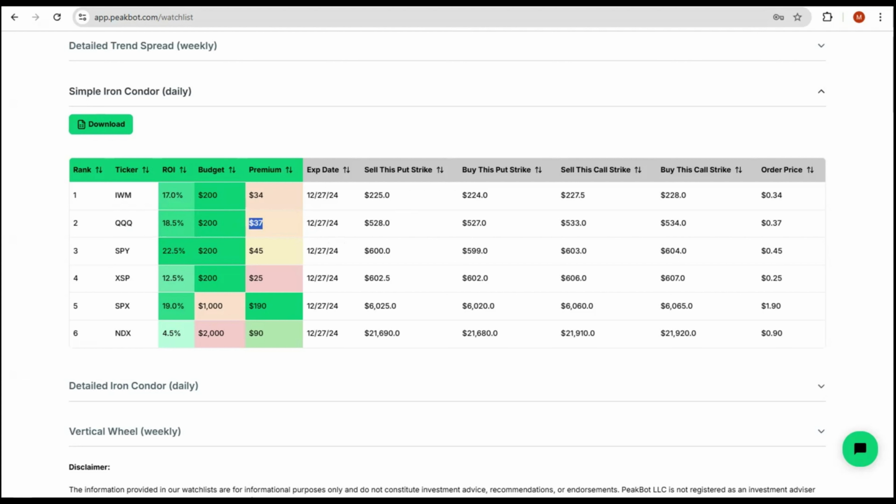If we take 37, divide by 200, 18.5%. So that's where we're getting our 18.5%. That's not the annual percentage rate that you're making. Okay, expiration date of 12/27. And this basically just gives you the trades that it would trade. Sell the put, buy the put. Sell the call, buy the call. Order price, 37 cents. So $37 minus your fees. That is our initial setup on running the Iron Condor with PeakBot.